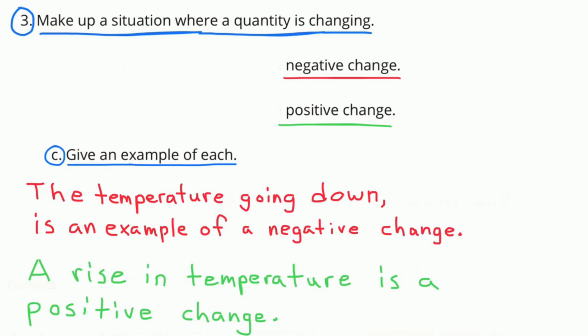C. Give an example of each. Negative change. The temperature going down is an example of a negative change. Positive change. A rise in temperature is a positive change.